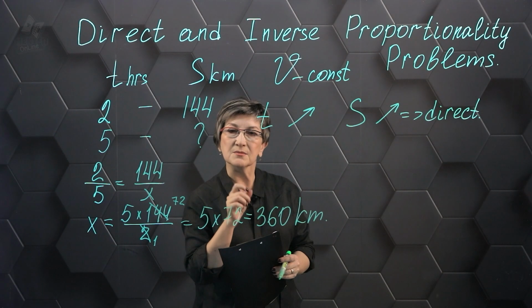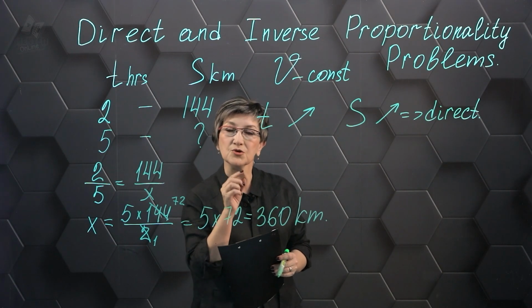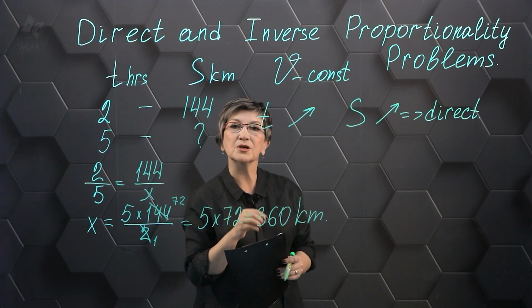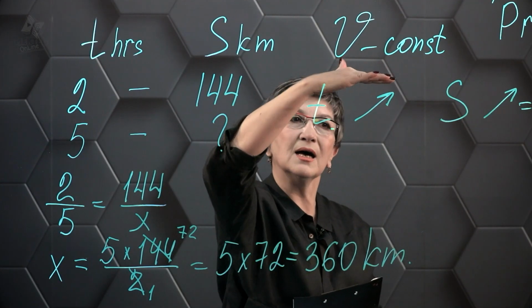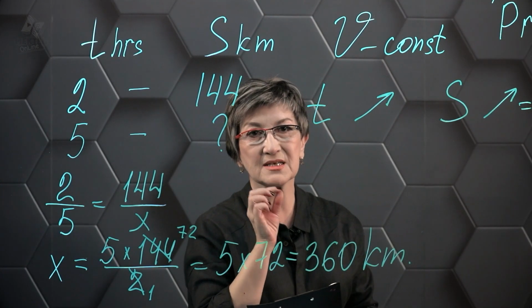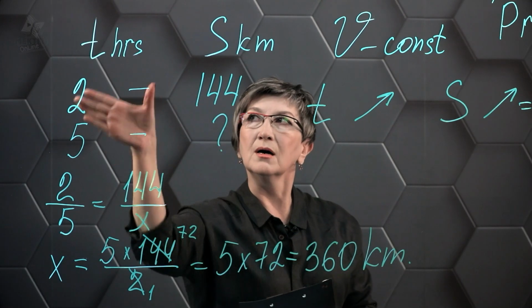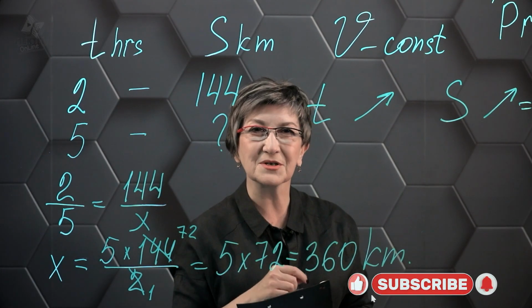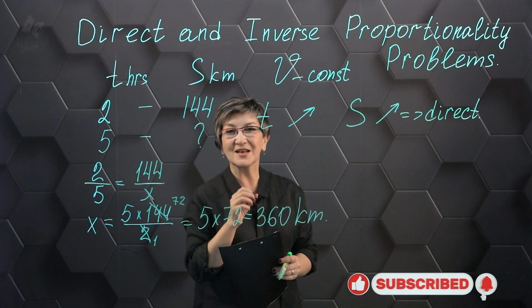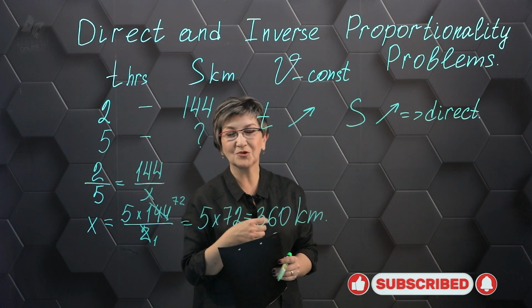At the next lesson, we will solve a similar problem, but in this problem, we will consider the inverse proportionality. Remember, when we have a constant velocity, then time and distance are directly proportional. At the next lesson, we'll find out when the values are inversely proportional.